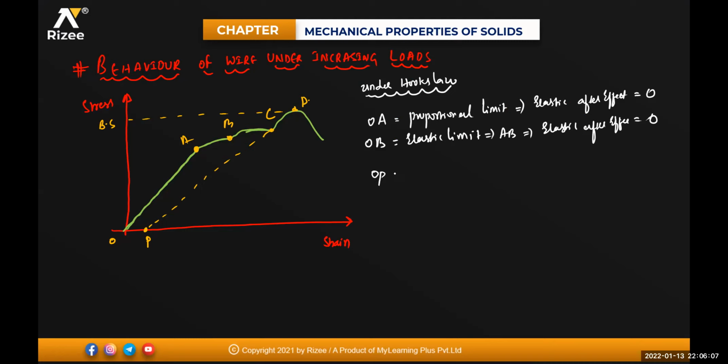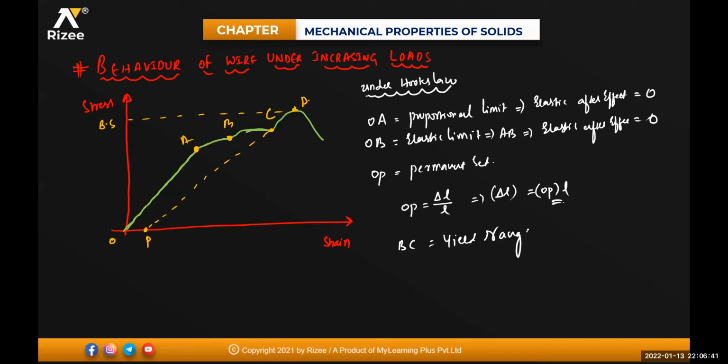Then O to P from the figure is known as your permanent set. So I can write here OP is equal to change in length by original length. That means delta L by L is equal to OP, isn't it? So delta L is equal to how much for me, beta? This OP into your L is your extension. And B to C is known as your yield point or yield range, you can say anything.